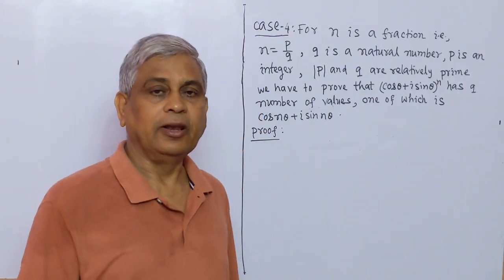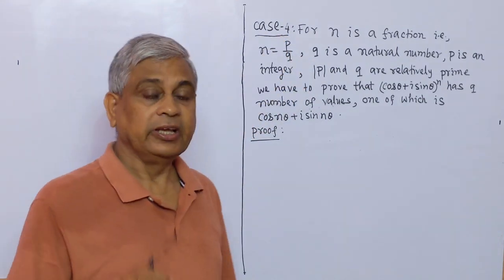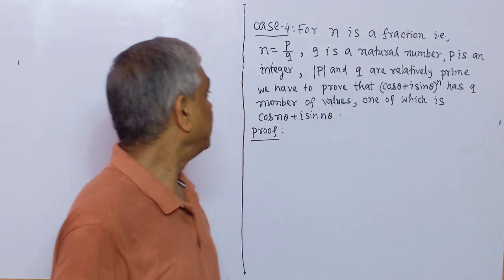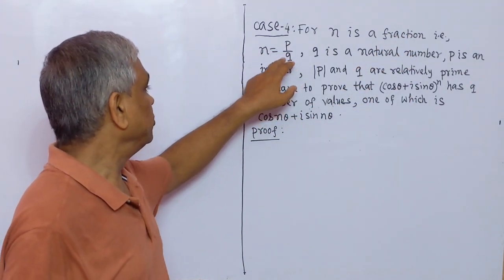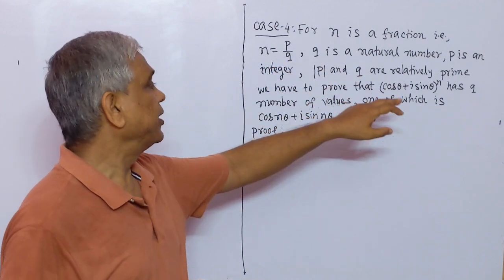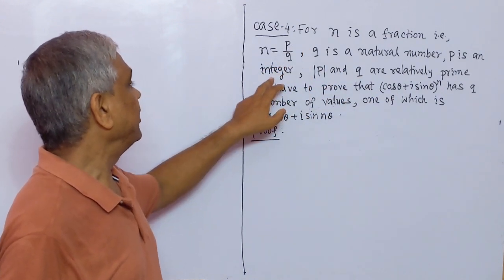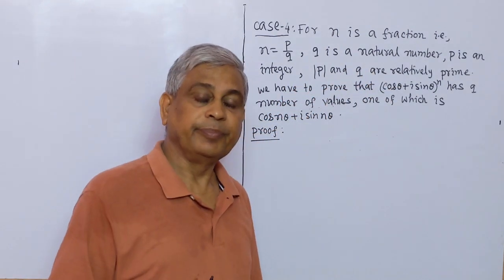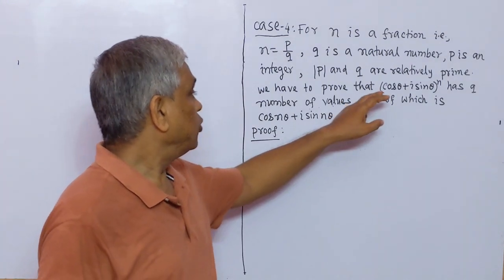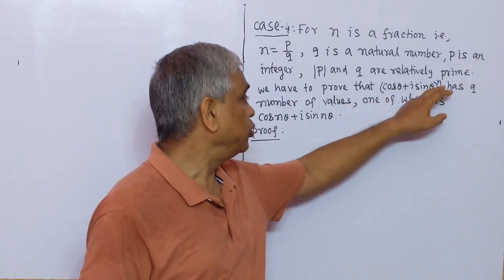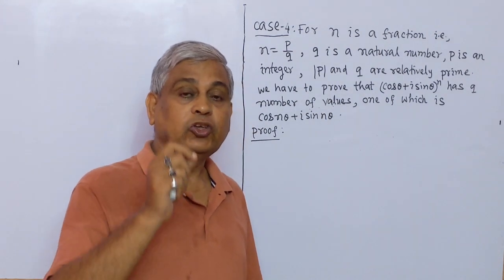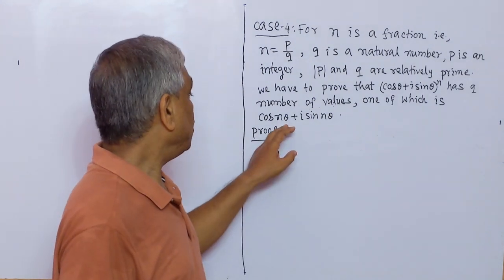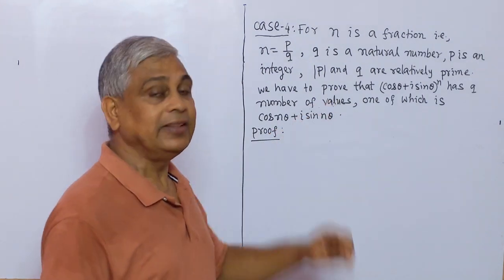Now we deal with case 4. Here n is assumed to be a fraction, that is n equals p by q, where q is a natural number, p is an integer, and the modulus of p and q are relatively prime. We have to prove that (cos theta plus i sin theta) to the power n has q number of values, one of which is cos n theta plus i sin n theta.